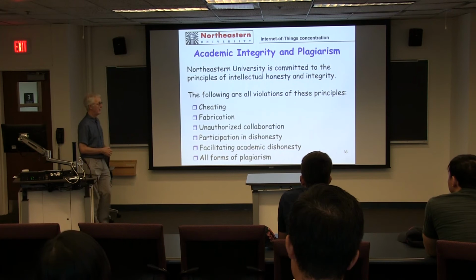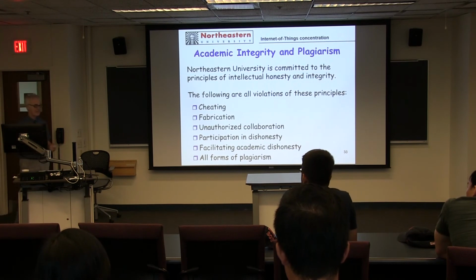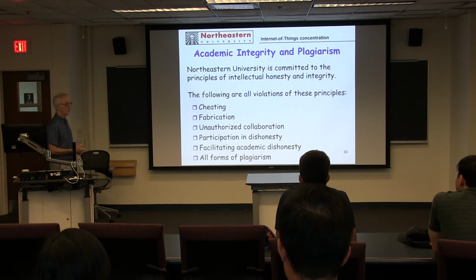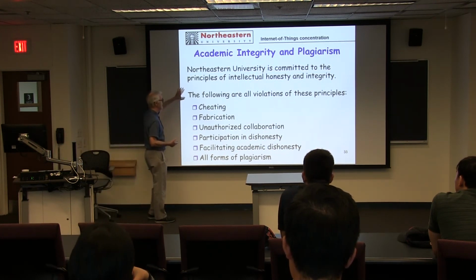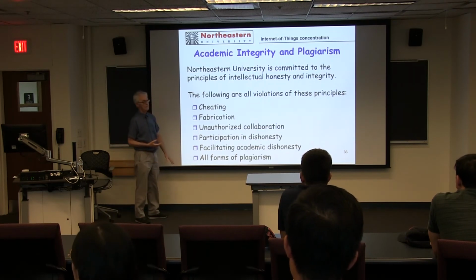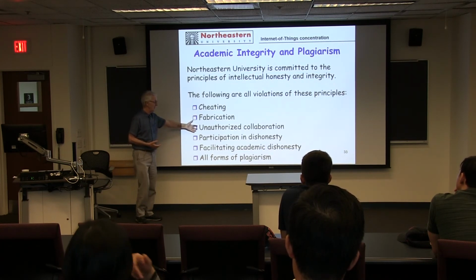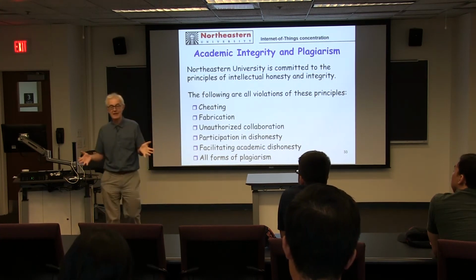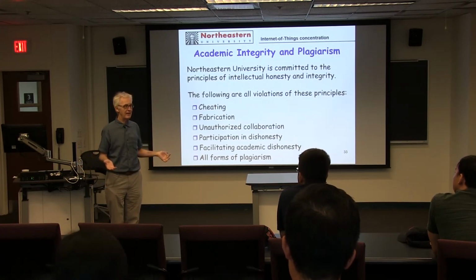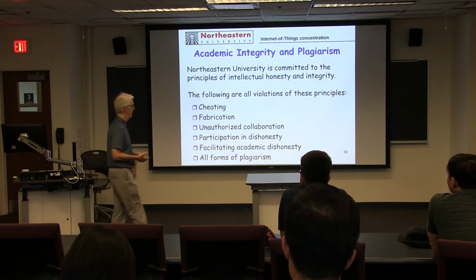Okay, the last bunch of slides I have here have to do with academic integrity and plagiarism. Okay, I want to make sure that we all understand what these terms mean and understand the importance of these at Northeastern. Okay, so Northeastern is committed to the principles of intellectual honesty and integrity. So there's a whole bunch of different kinds of violations of these basic principles. Cheating, obviously. Fabricating, making stuff up. Okay. Collaboration that's not authorized. If a professor says, I want you to work on these things separately, okay, and you work together, you're violating the whole basis of integrity here, okay?